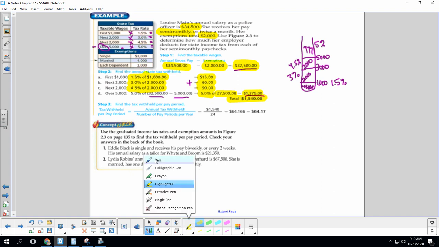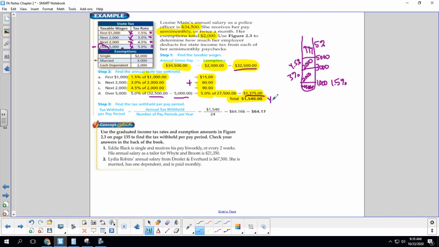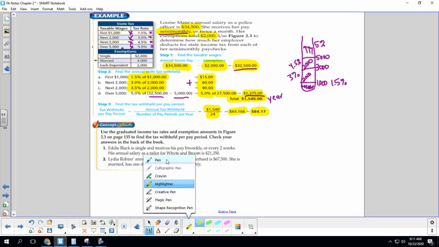We are actually not done yet. This is for the year. We are getting paid semi-monthly, so we are going to take the 1,540, divide it by 24, because we want to know how much is coming out of her paycheck. So she gets $64.17. Okay, we are going to use this little tax chart up here to do concept checks 1 and 2.